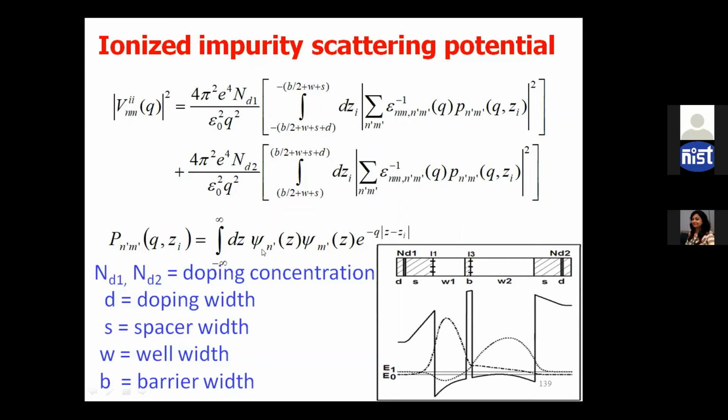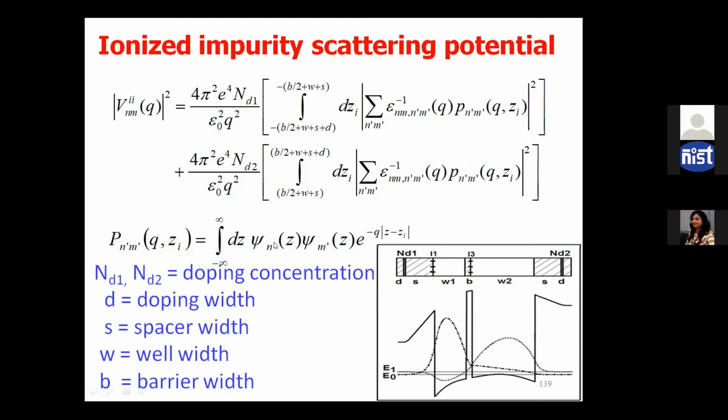See, there is overlapping of this psi n prime z. This is due to multi-subband, that may be 0 or 1, psi 0, psi 1, like this. So due to this, if you modulate the wave function, we can change the scattering potential. If you change the scattering potential, you can change the scattering time, tau. Then you can change the mobility. Then you can change the conductivity. So we chiefly focus on the primary issue, that is how we can modulate this wave function inside the well.